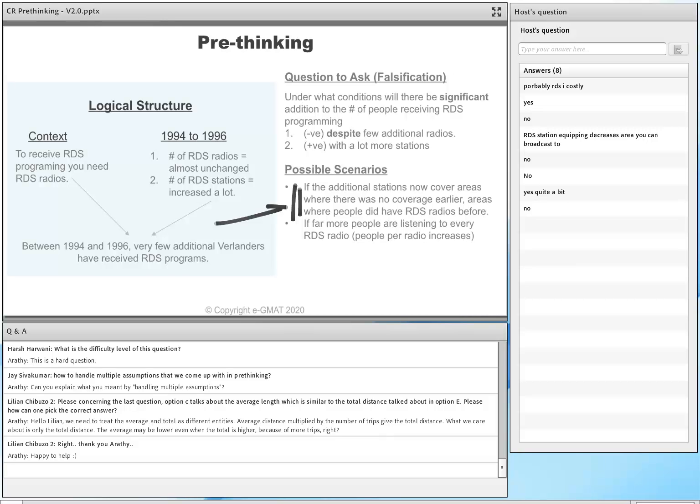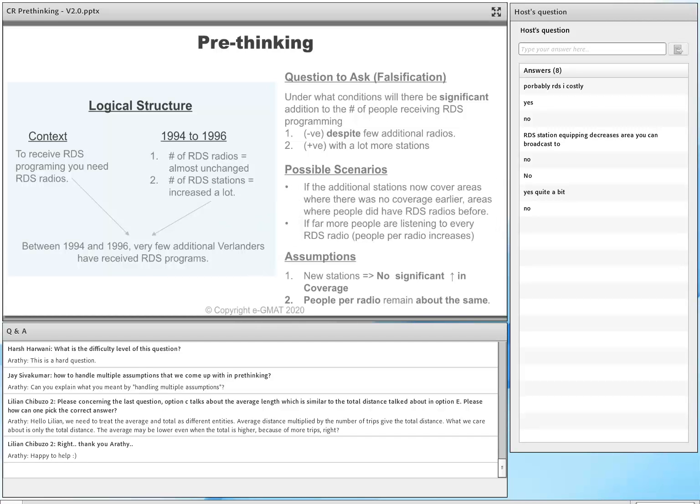If these new stations now cover areas where there was no coverage earlier, but where people did have the right kind of radio, so now you increase the coverage, you reach people who had the right kind of radio, or if people per radio go up. Okay. So these are the cases in which my conclusion breaks down.